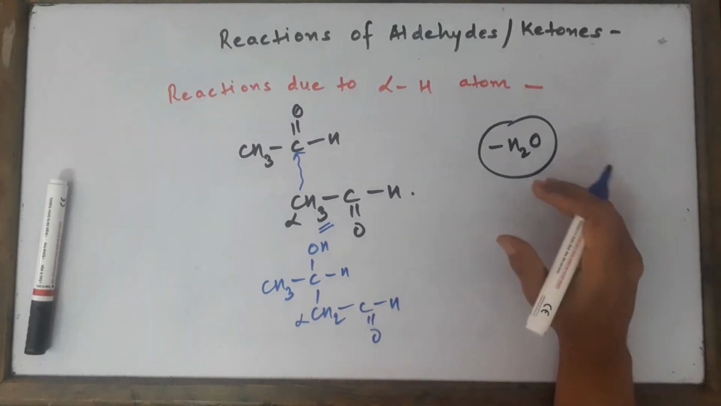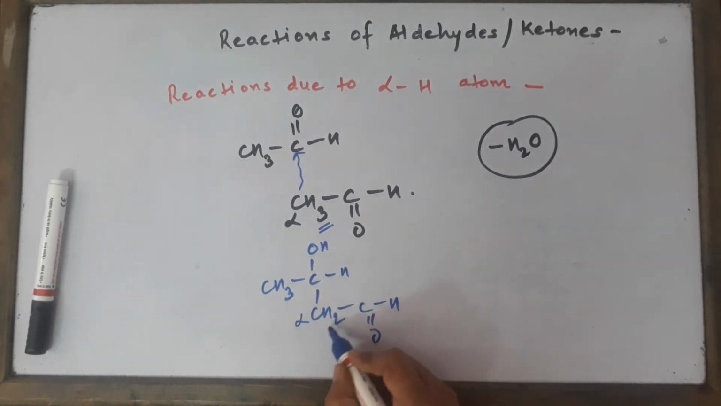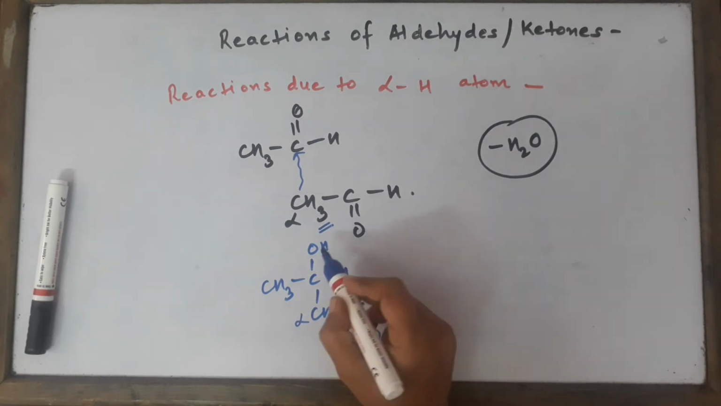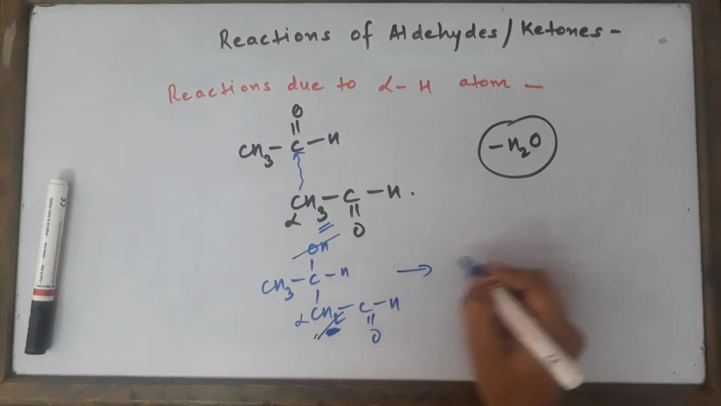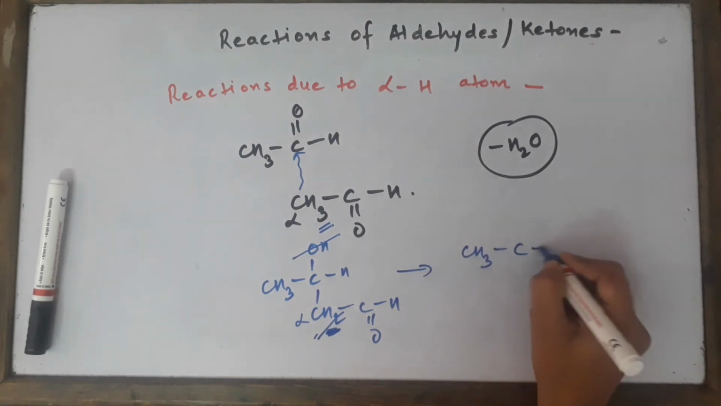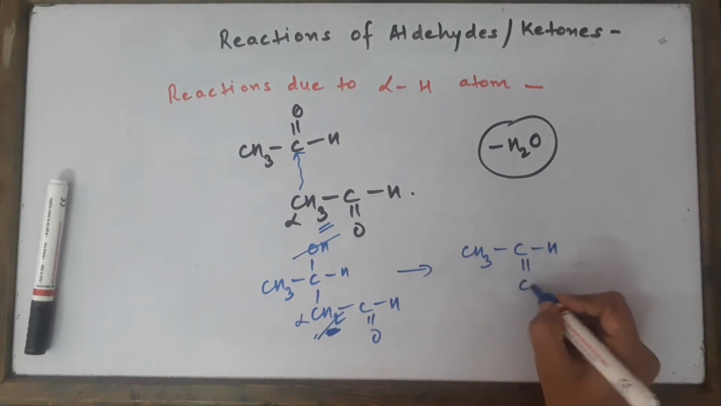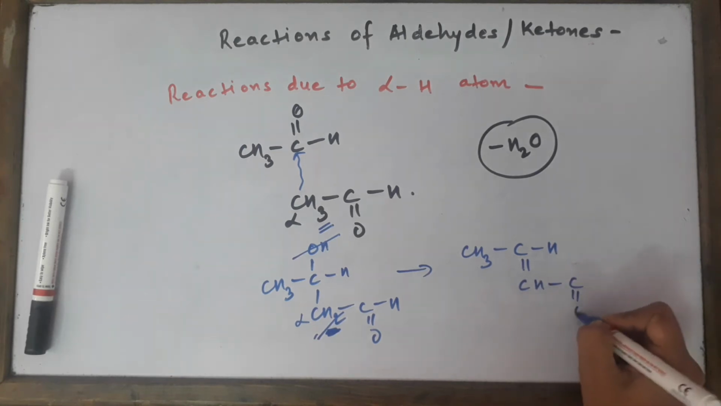Now the time has come that we remove water. So we are going to remove one alpha hydrogen atom from here, and the OH from here. We're going to remove this OH, and we are going to remove this H. So the final product is going to be CH3CH double bond CHCHO. So this is your final product.